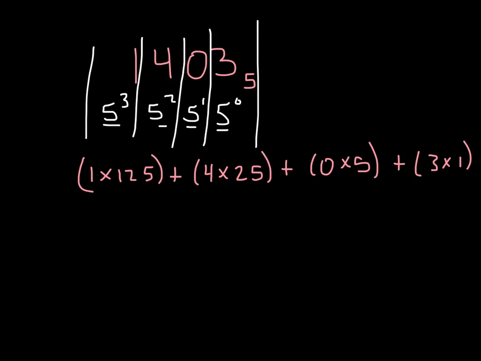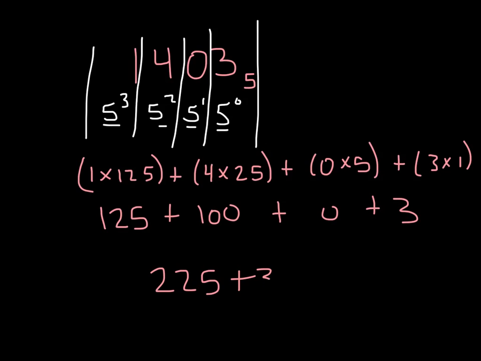And so this number, if we were going to say what it was in our base 10 system, we would actually calculate all these out, add them together, and that's what this number actually represents in our base 10 system. So 225 plus 3, so 228. So this really big number, 1,403 in base 5, is only worth 228 in our base 10 system. That's really interesting. And we're going to look at this much more in depth in class.